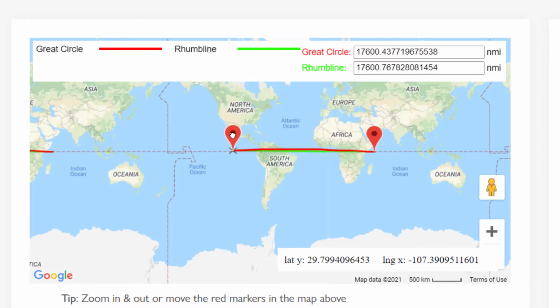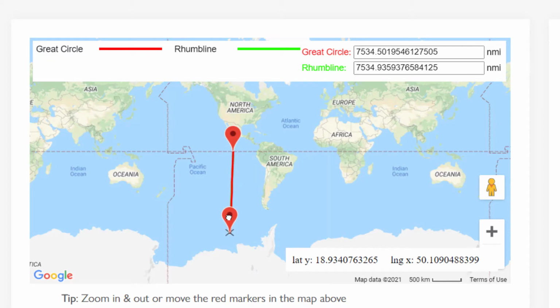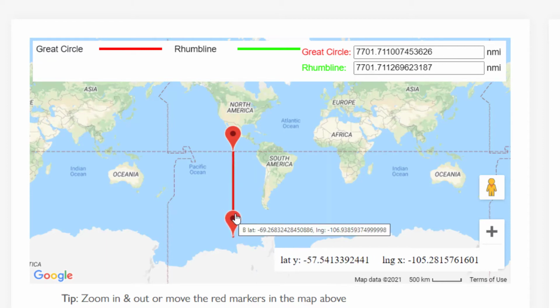When you're on the equator, the Rhumb line and the great circle are the same, and when you travel directly north and south along lines of longitude, the great circle and Rhumb line are the same.